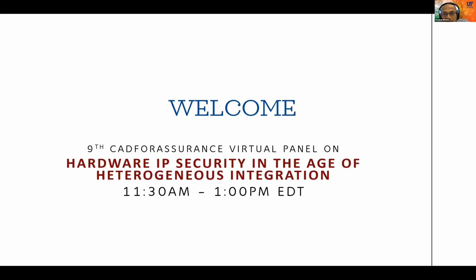Okay, let's get started. Welcome everyone to the 9th CAT for Assurance virtual panel. The topic of the panel is hardware IP security in the age of heterogeneous integration. I cannot think of any more timely topic than this. I think all of you are aware of the rise of heterogeneous integration, the 3D chiplet-based designs, things like that, and IP security has become such an important problem in the context of that technological progress. So we'll talk about that.